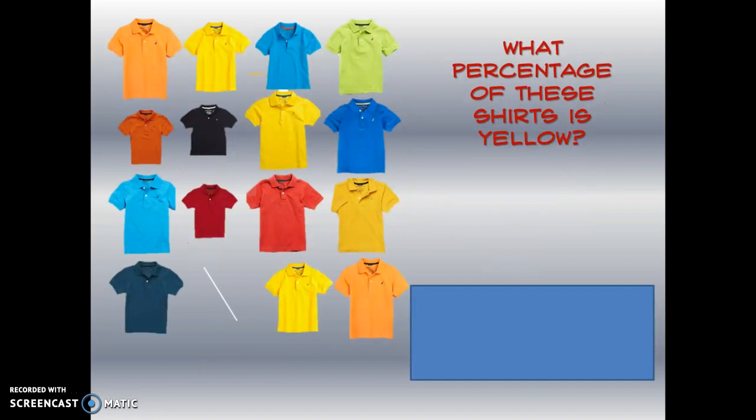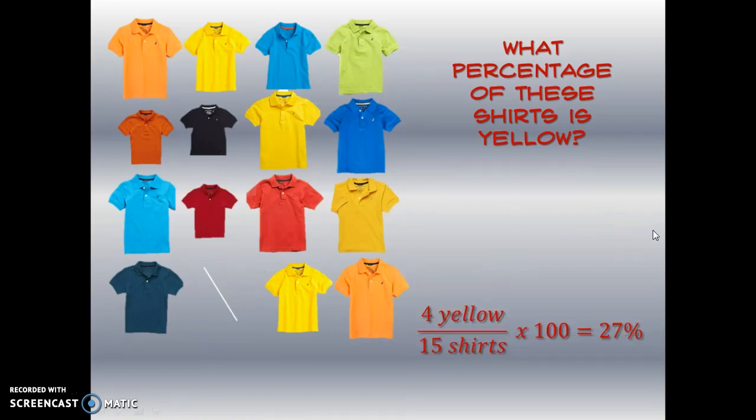So if we look at this collection of shirts that I found on the internet, we have a total of 15 shirts, if you count them all up. If I ask what percentage of these shirts is yellow, that's a very simple thing to do. You just count up how many yellow ones. I see 1, 2, 3, 4 yellow ones. And you divide by the total number of shirts. There are 15 shirts there. So if I take the 4 yellow ones divided by the 15 shirts, multiply by 100, that gives me about 27%. I'm not worried about sig figs there, because all I'm doing is counting, and sig figs don't really matter when you're just doing counts.